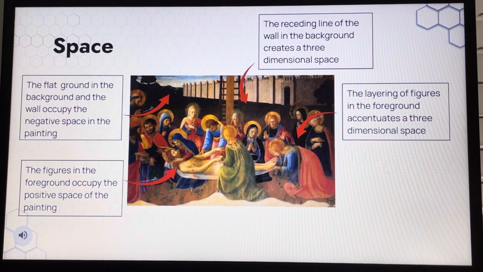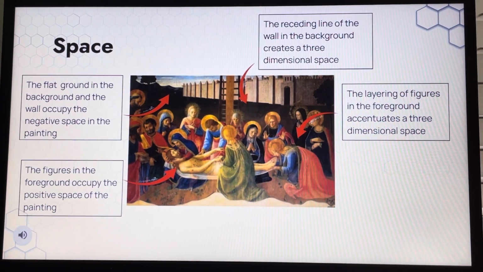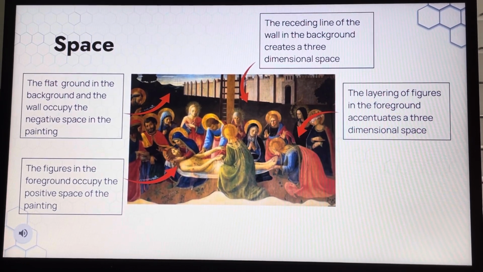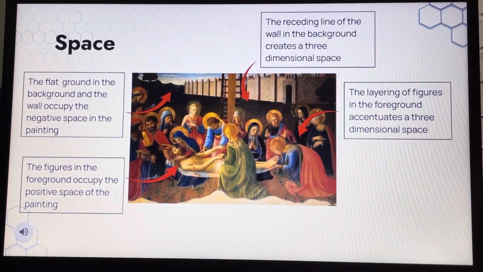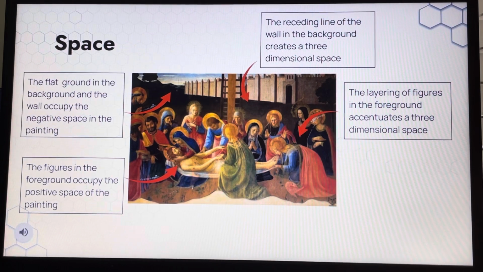The flat ground next to the wall occupies a negative space in the painting. This allows the other aspects to stand out. Additionally, the space works with the wall to exemplify the three-dimensional aspect of the painting. The three-dimensional form of the wall, as it is a rectangular prism, adds dimension and depth to the painting.